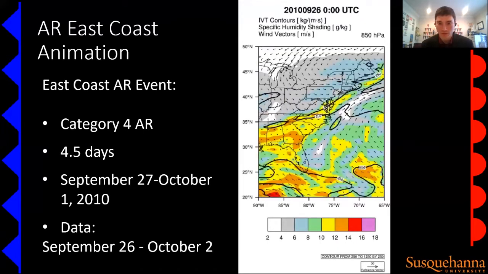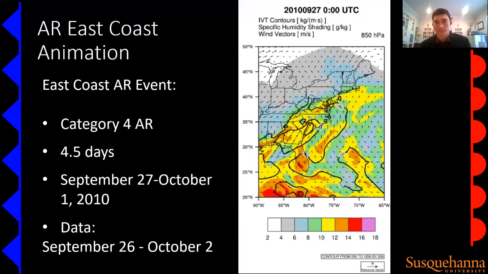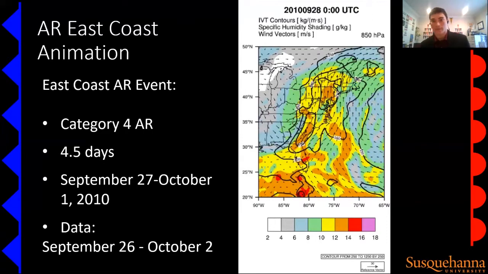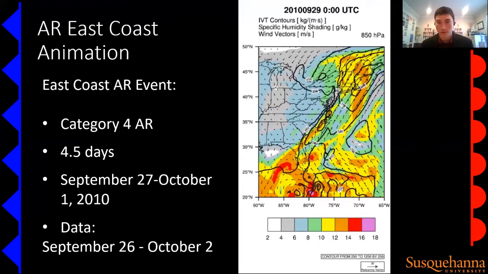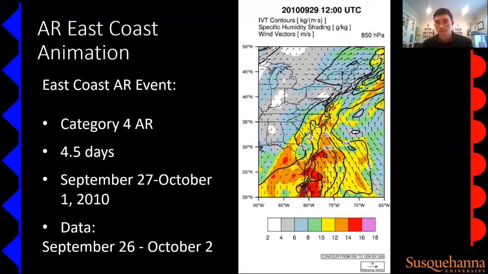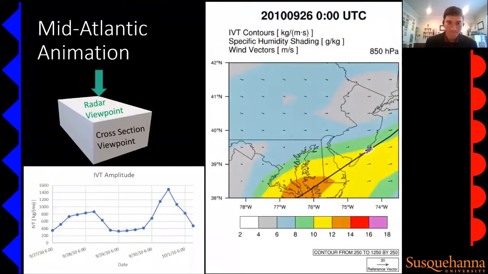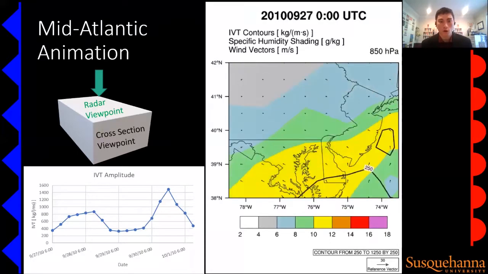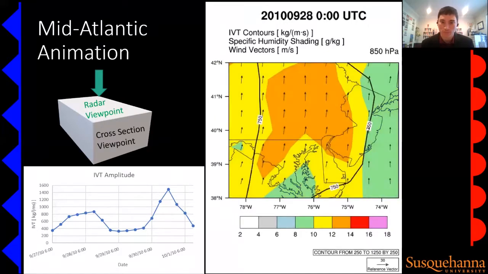All the animations, in addition, are between the day before and the day after of the AR event. This just shows what was happening before and after, which in most cases is nothing during the colder months, and it gets a little bit muddier during the warmer months. And so here's the Mid-Atlantic region that I was talking about. So all of the IVT values that I get are averaged over this region.